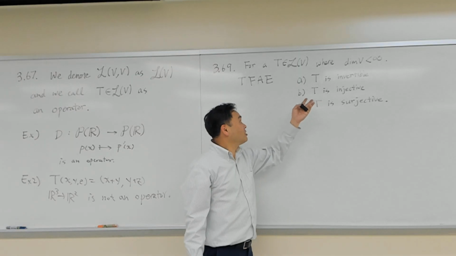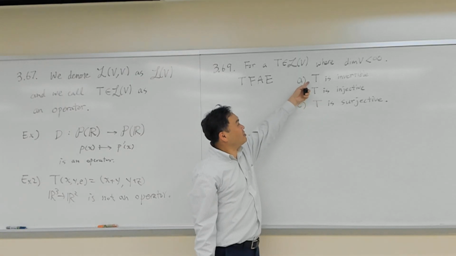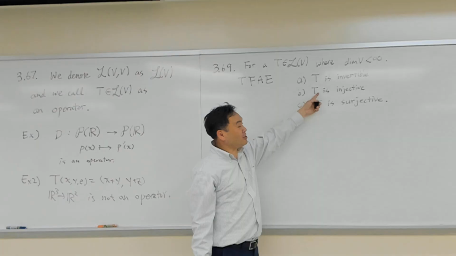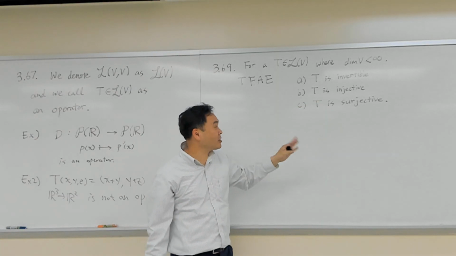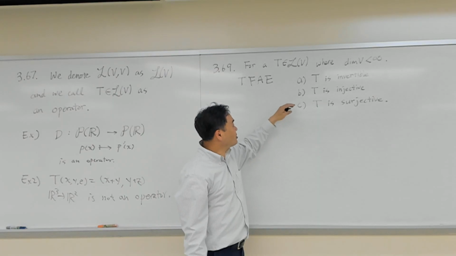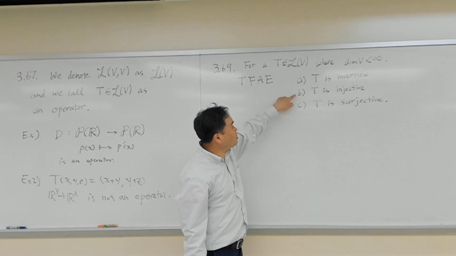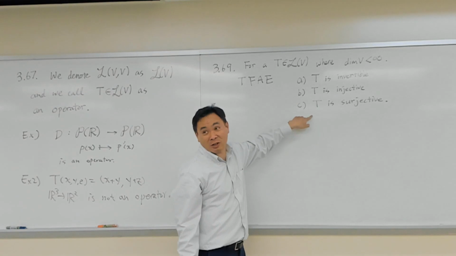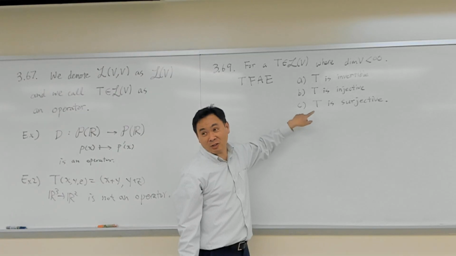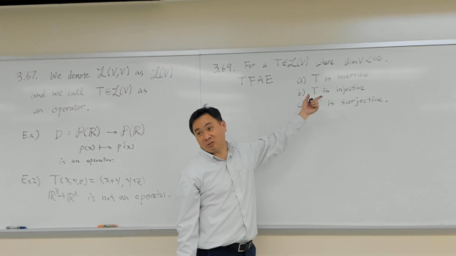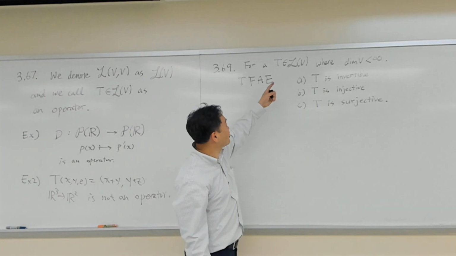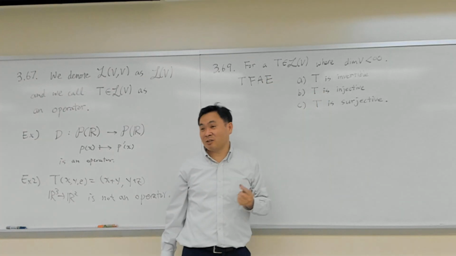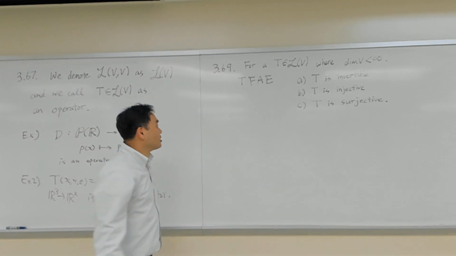Well, the first is easy. If T is invertible, then we already know that it's injective and surjective. We proved that a bit before, right? So that part is already done. But the strong part is that if you know that T is injective, then you know that it's surjective. If you know that T is surjective, then it's also injective. And this all has to do with the fact that T goes from V to V and V is finite-dimensional.